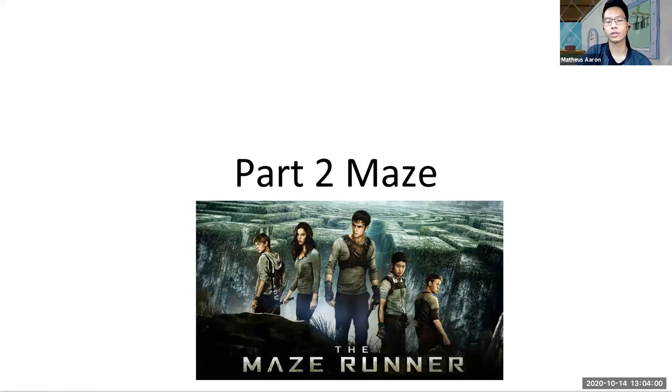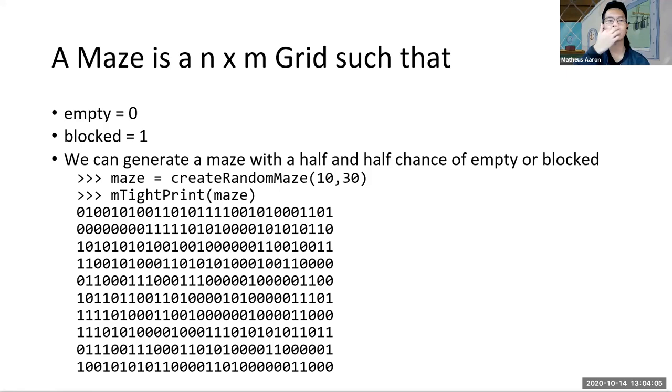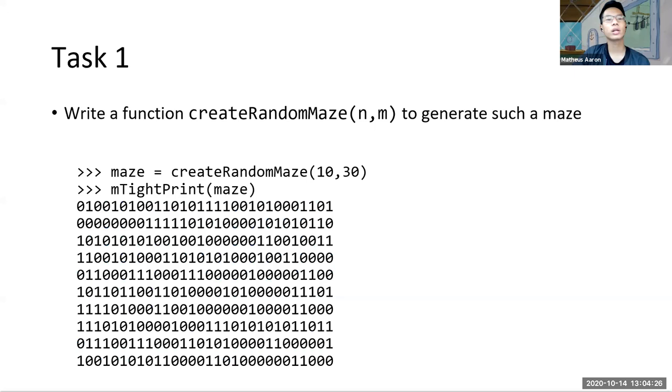So yeah, we have a maze, which is an n times m grid, where 0 is empty and 1 is blocked. Yes, 1 is blocked. So we can generate a maze with half and half chance of empty or blocked. Then print the maze. So the assignment is to write a function, create random maze, to generate such a maze.